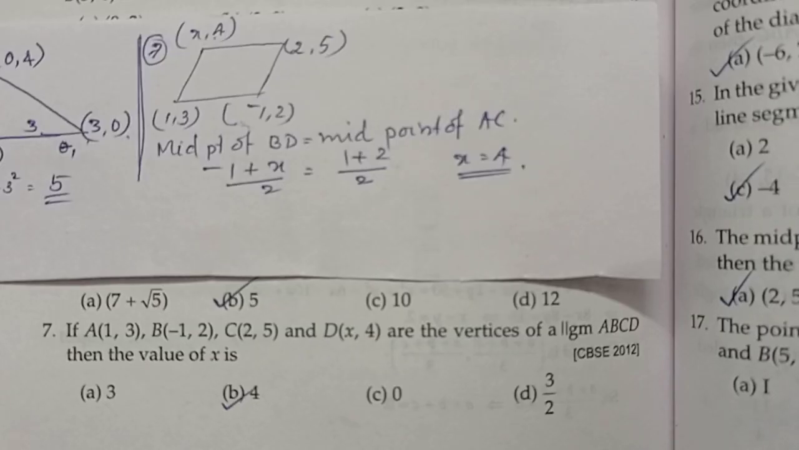If A(1, 3), B(minus 1, 2), C(2, 5) and D(x, 4) are the vertices of a parallelogram ABCD, then find the value of x. Given that it is a parallelogram, its diagonals bisect each other and meet at one point. Therefore, we can write the midpoint of BD is the same as the midpoint of AC. We can find the midpoints. Then solving, we get x is equal to 4.